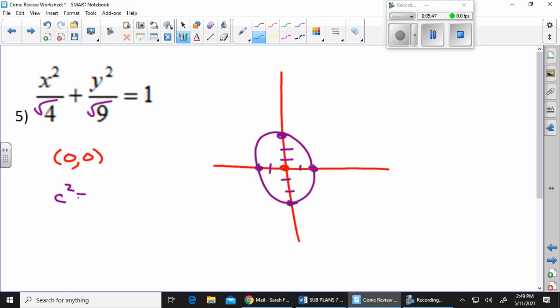C squared is a squared minus b squared. So square root of 5, which is 2 point something. So then 2 point something, you will find those out.